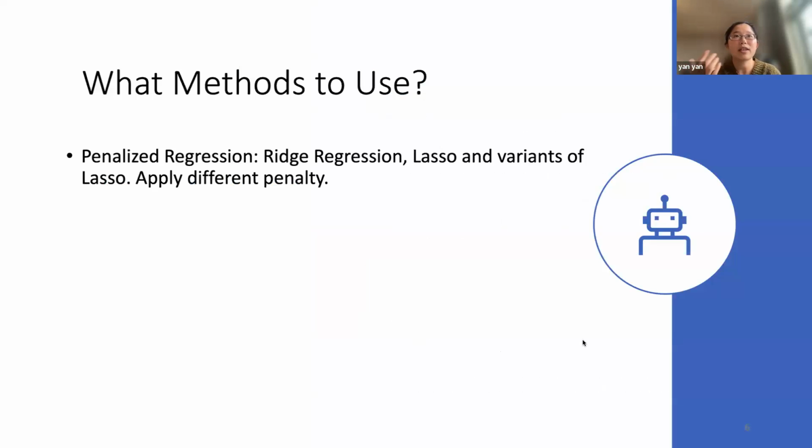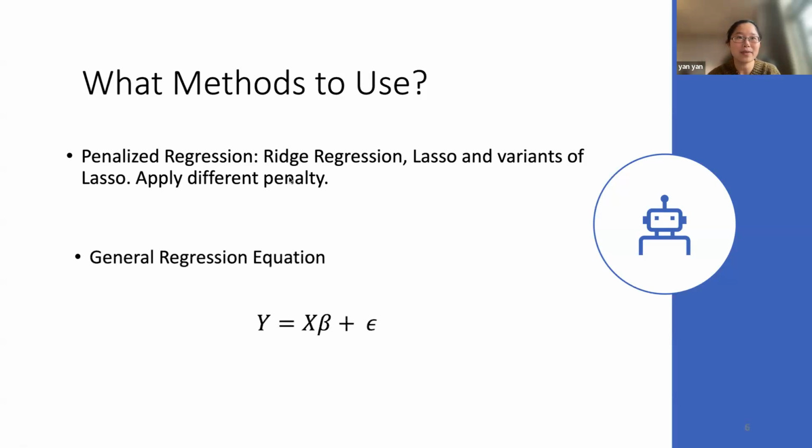So then we're thinking about what kind of method will be suitable for analyzing this kind of data. One methodology we could use is regression, penalized regression. Under penalized regression, there are quite a lot of different methods, like ridge. Lasso is another popular one, and there are a lot of different variants of lasso. The differences between those regression models are that they have different forms of penalty applied.